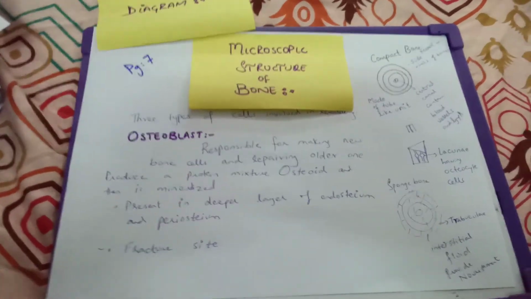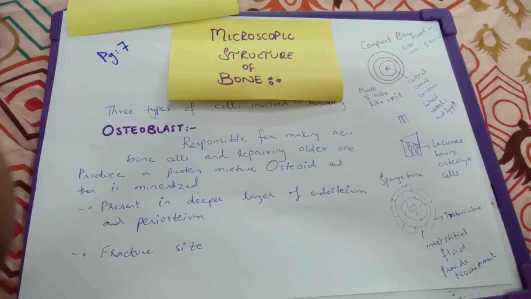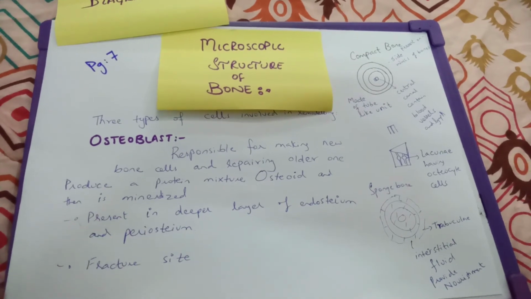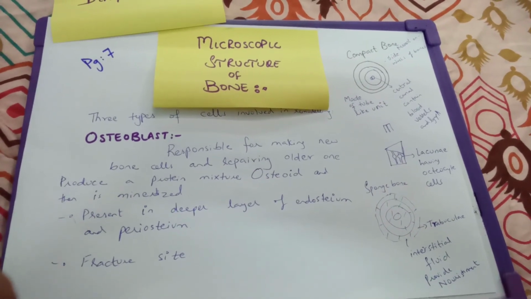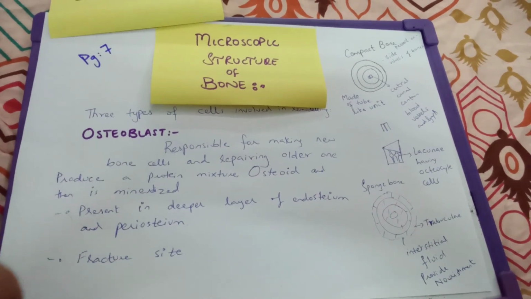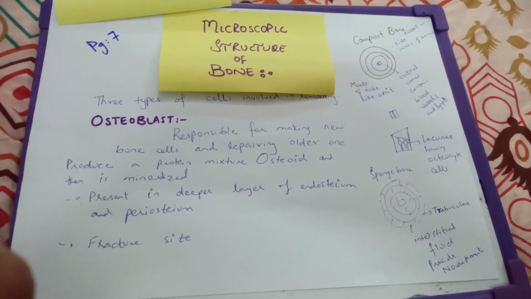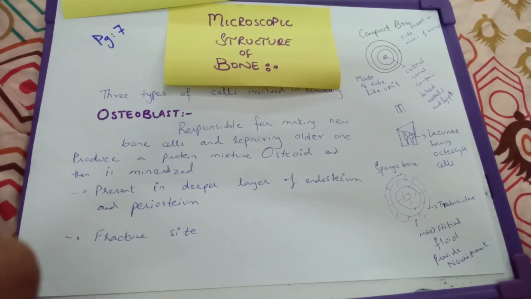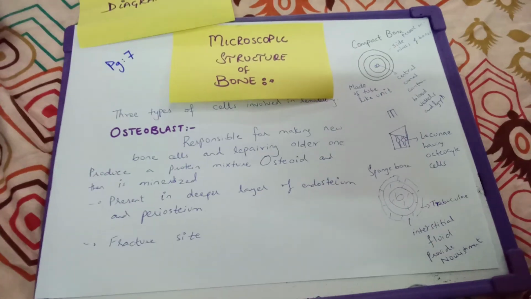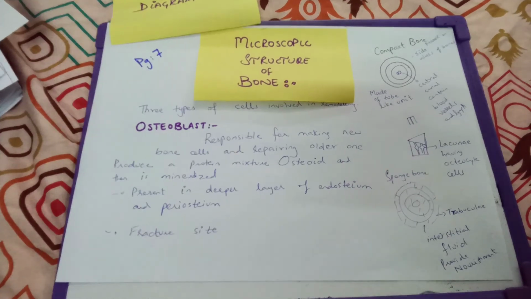Now we have the microscopic structure of a bone. Osteoblast, osteoclast and osteocytes are the three types of cells which are present in the bones. Osteoblast, they form the new bone cells. They repair the older ones, and they are present at the fracture site as well as at the deeper larger parts of endosteum and periosteum. Endosteum and periosteum, ये आपके पास आपकी बोन्स के जो सेल्स हैं जो कि डिफरेंट रीजन्स में प्रेजेंट है. We have compact bone, we have spongy bone.